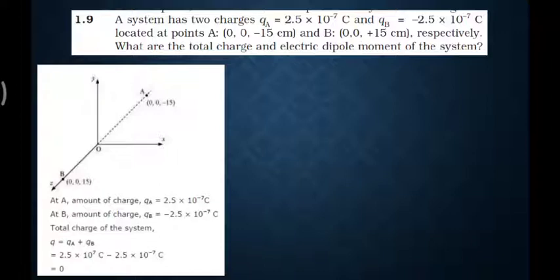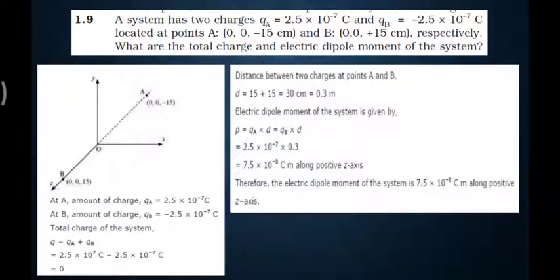So from the coordinates we are getting the information of R, the distance between the two charges. The summation of the total charge of the system is equal to 0, because one charge is negative and one charge is positive, equal in magnitude. So this is the first task: the total charge of the system is 0. So the first answer is 0.